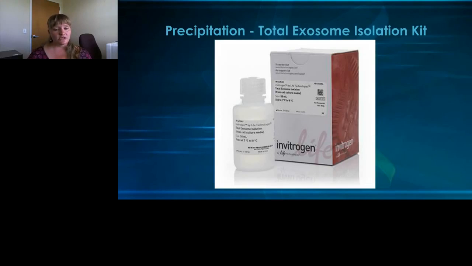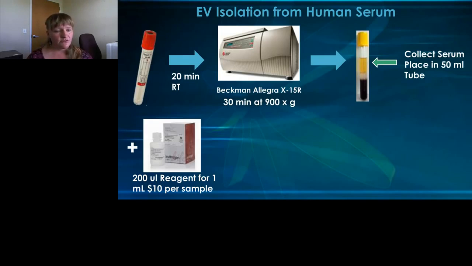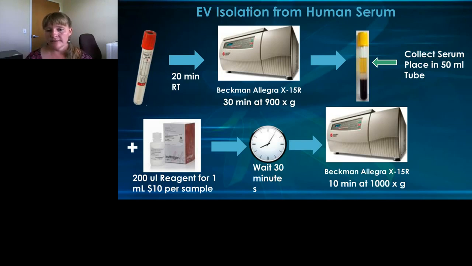The ultracentrifugation EV collection competes directly with the precipitation method via a similar product, as seen on this slide. This is, for example, the Total Exosome Isolation kit. And I'll run through the same procedure that you would do with human serum. We go through the same process of collecting the serum. However, the last few steps are slightly different. You add a 200 microliter reagent for 1 ml, which is about $10 per sample, according to the web page. Then you wait for 30 minutes, and then you spin for 10 minutes at 1,000 G.